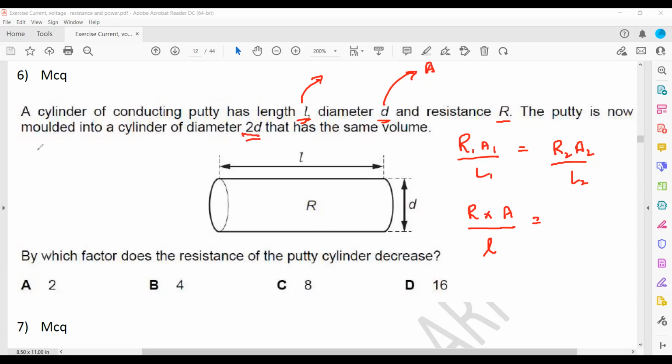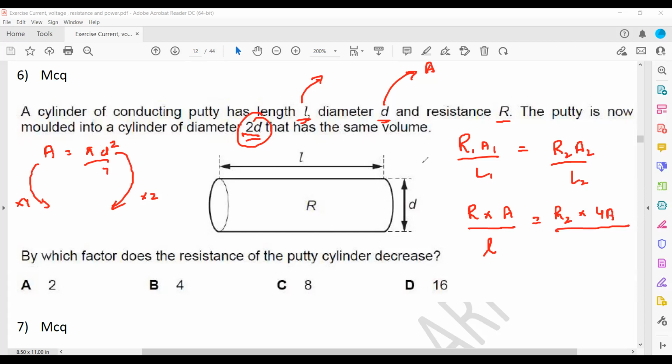The relation between the diameter and area is pi d square by 4. So if the diameter is double, the area will increase by 4. We don't know the new resistance, but what happened to the new area? The new area will be 4A. Why 4A? Because the diameter has doubled, and area is pi d square by 4, so area will be 4 times.